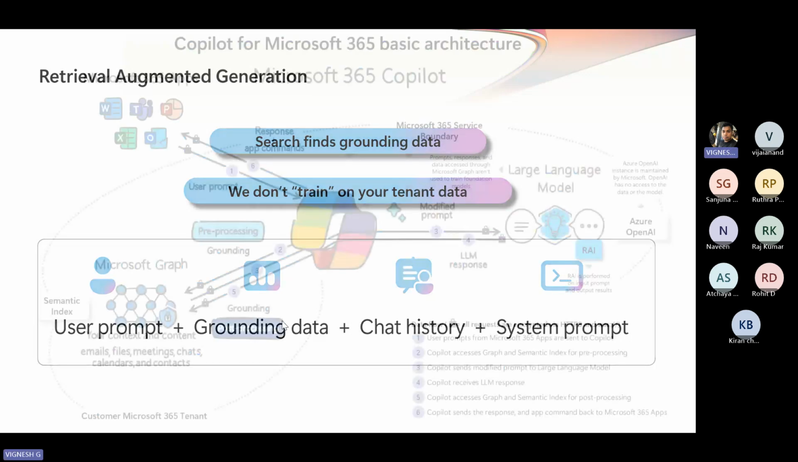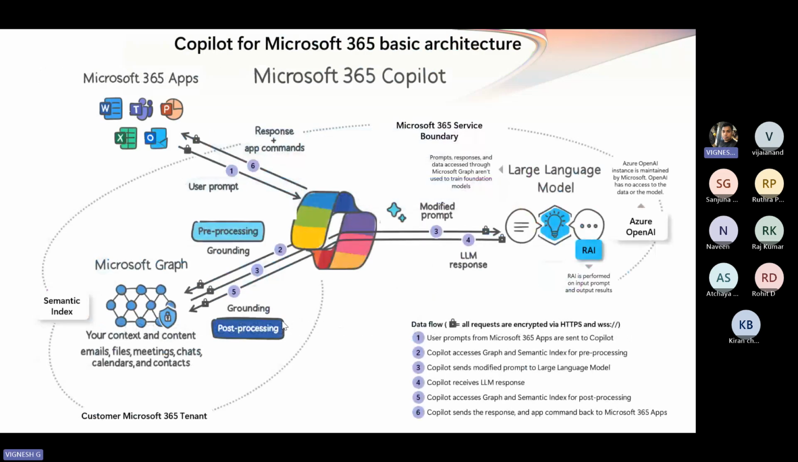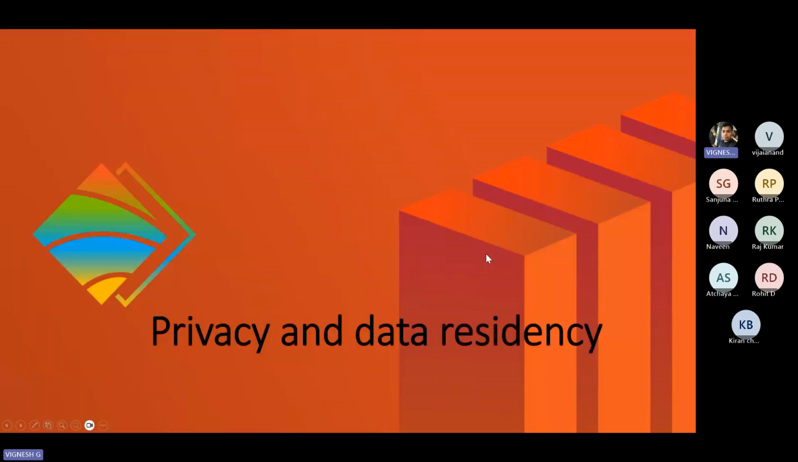Okay, so at a very high level, as I was talking about, this is what makes up the Copilot for Microsoft 365 architecture, and these are all the different components that we just spoke about. Now let's pivot and talk in detail about privacy and data residency, because this is really core. This is really important because we really want to understand what's happening in terms of privacy. What about data residency? Is that taken care of? All this kind of stuff.